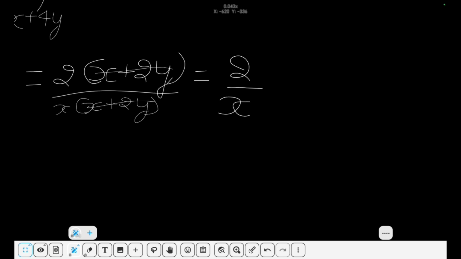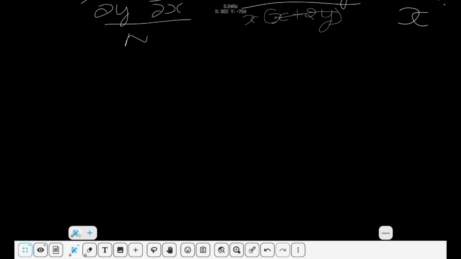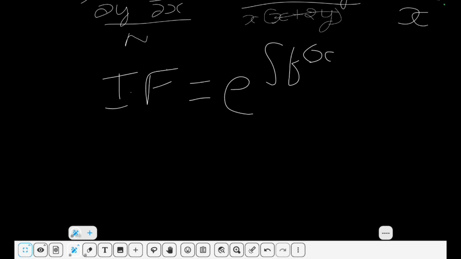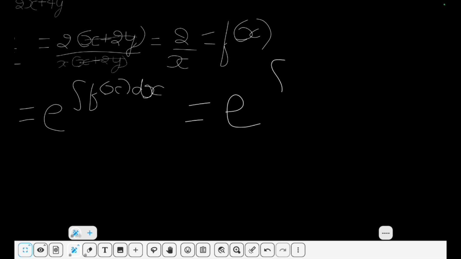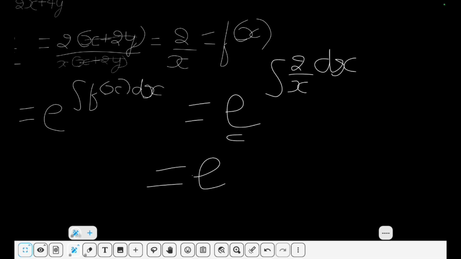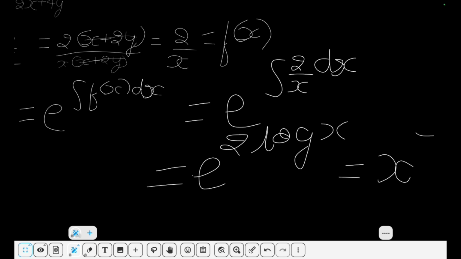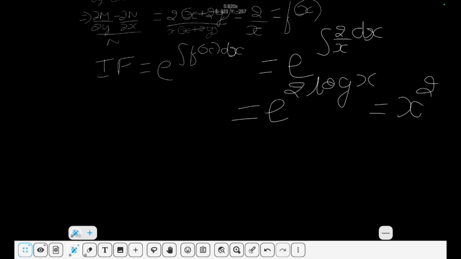Now this is considered as f(x). For your convenience you can write g(x) or f(x). Now the integrating factor IF would be e^(∫f(x)dx). So f(x), we found that it is 2/x dx. That gives us 2 is constant, 1/x integrates to log x, so 2 log x. So e^(2 log x) is x².